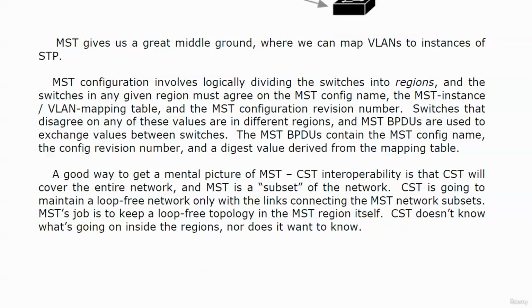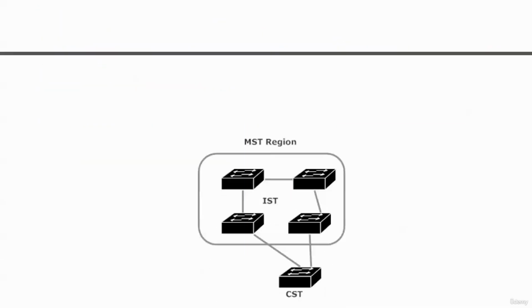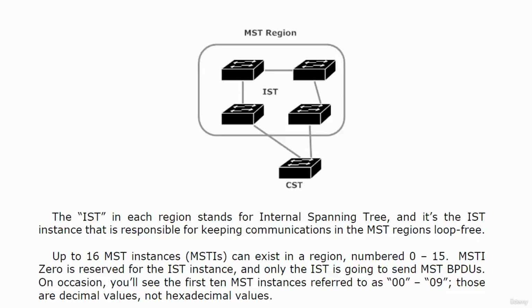MST's job is to keep a loop-free topology in that region itself, because when it comes to these regions, in this example and in any other, not only does CST not know what's going on inside that region, it doesn't want to know what's going on inside that region. That is actually up to the IST. That's internal spanning tree, and it's the IST instance that is responsible for keeping everything inside a given region loop-free. That's all there is to it.